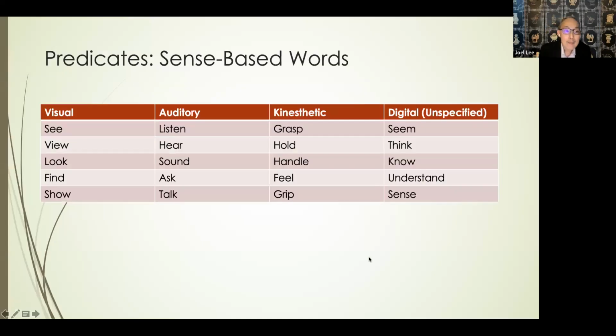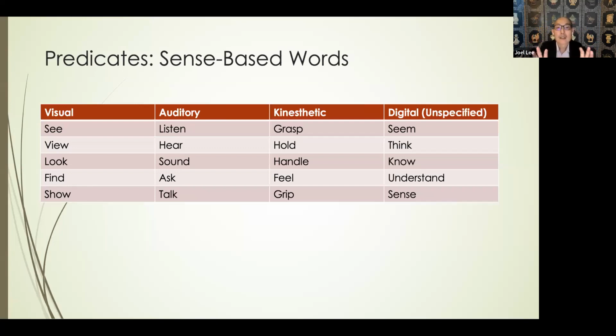So for example, I'm sure you have heard people say, I don't see what you're saying. Or, that doesn't sound right. Or, I can't get a grip on this. Or, I don't understand this. The words that they use are what we call predicates, sense-based words: visual words, see, view, look, find, show. Auditory words, listen, hear, sound, ask, talk. Kinesthetic words, grasp, hold, handle, feel, grip. And what we call digital words, which are unspecified, so they're not connected with a sense: seem, think, know, understand, sense, right? These are all linguistic clues that tell you how they're processing information at that point in time.